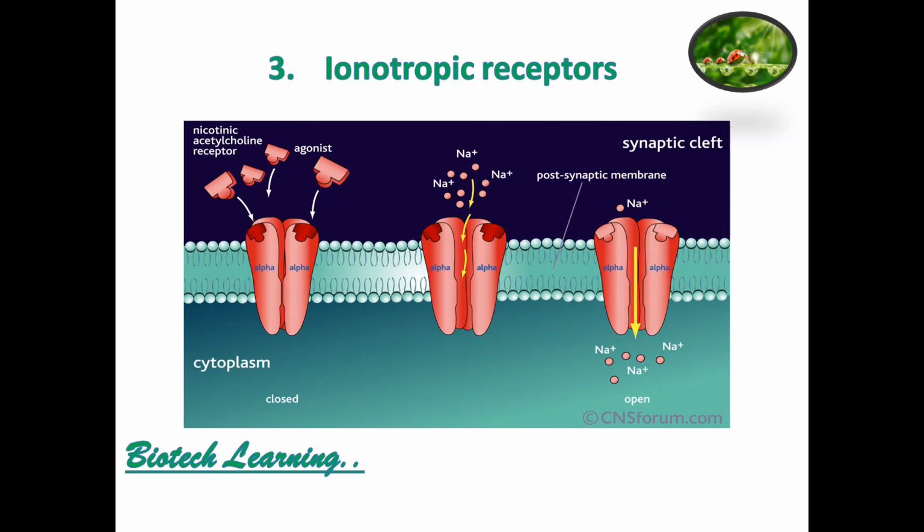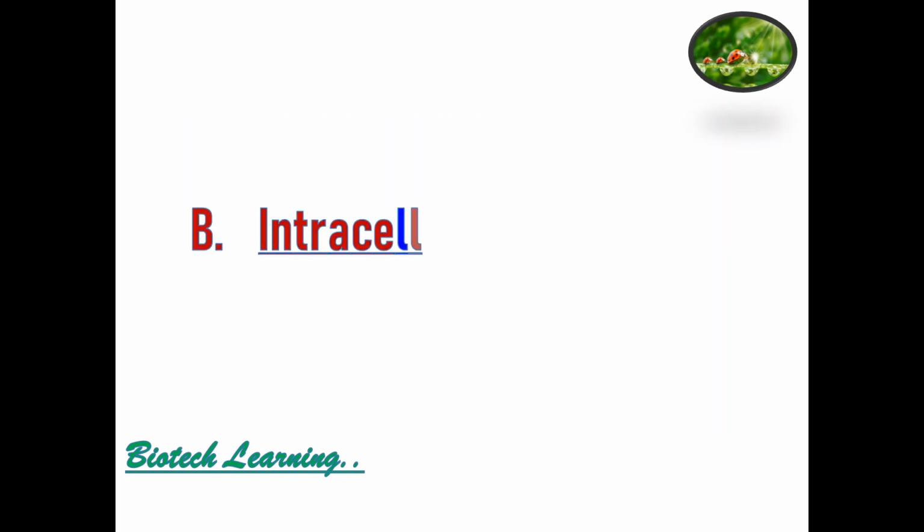These are ionotropic receptors. So I think I gave you a quick overview about the three types of extracellular receptors and some basic information. In the next video, we shall talk about intracellular receptors.